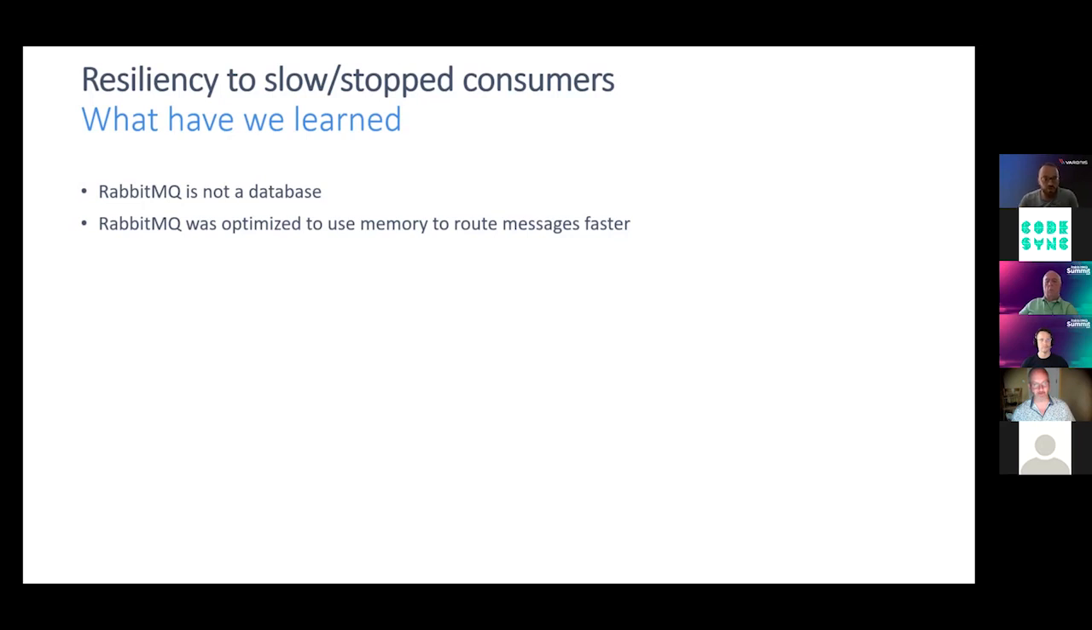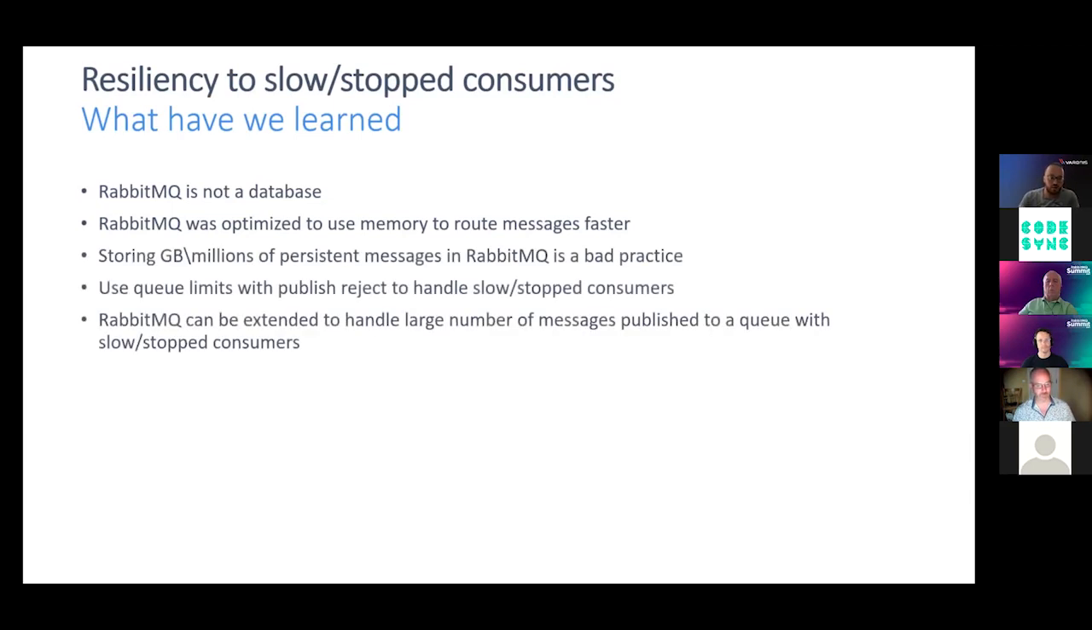We don't want to store terabytes of messages in RabbitMQ queues. And we know that RabbitMQ was optimized to use memory to route messages faster, right? We want to use RabbitMQ as it was designed. It was designed as a fast router and not as a database. So the best practice is limiting the queue size, with a policy or with an argument on the queue, whatever you choose.